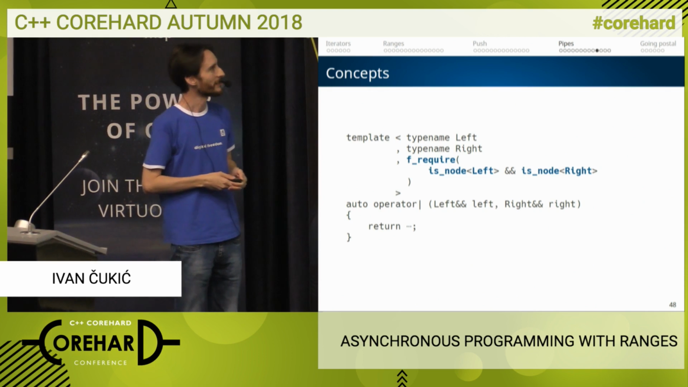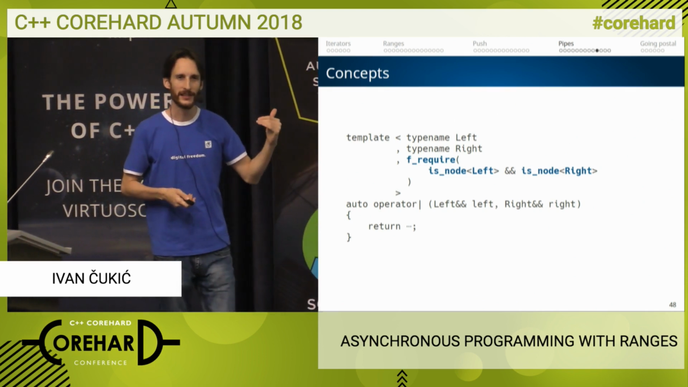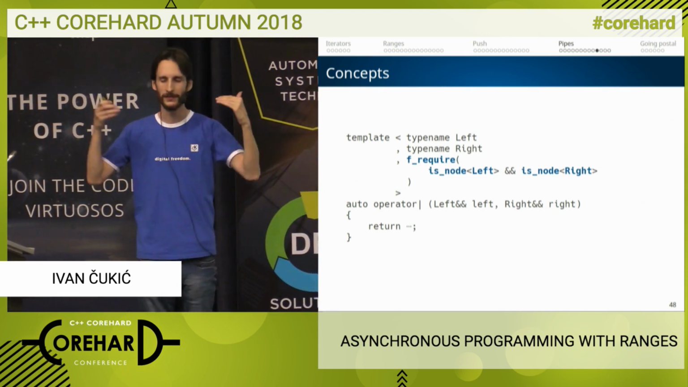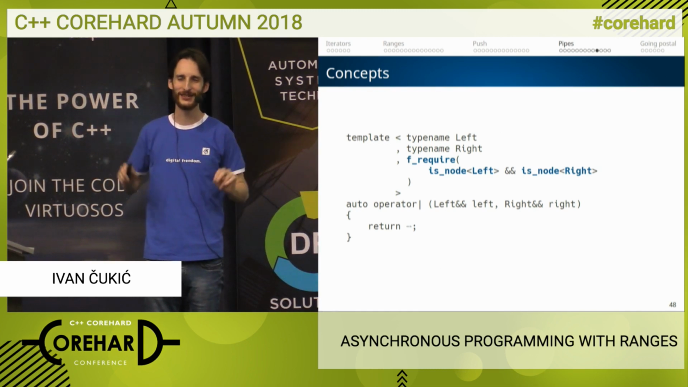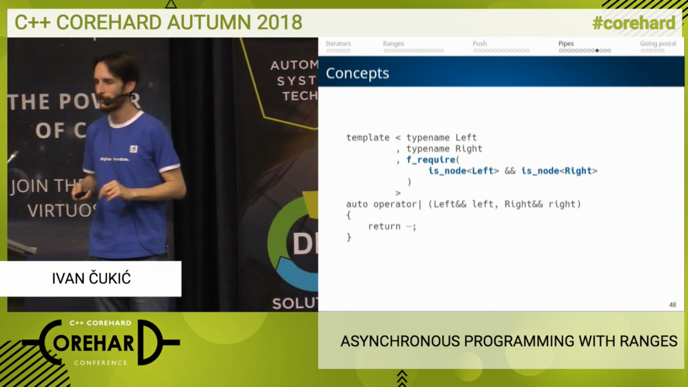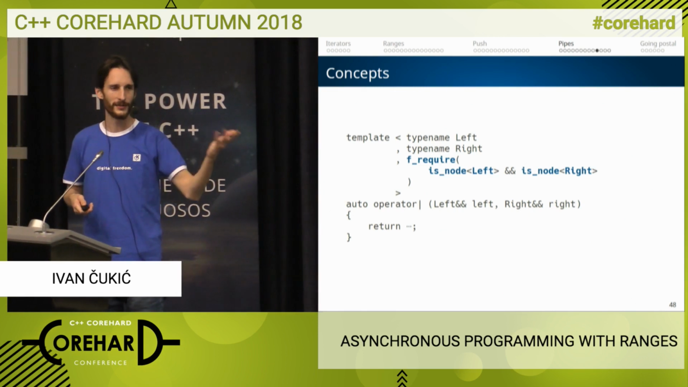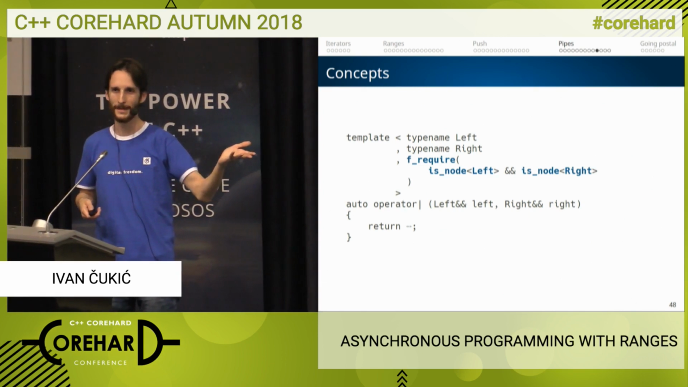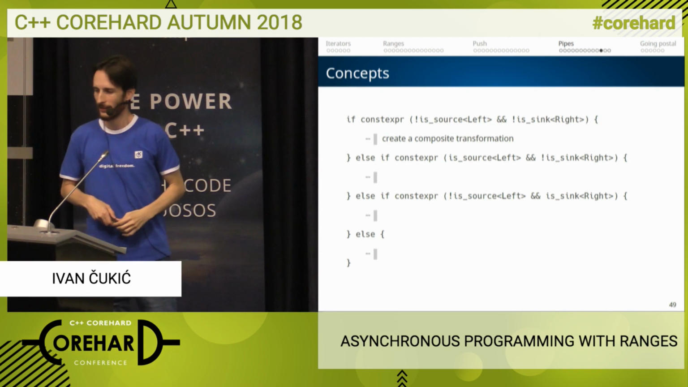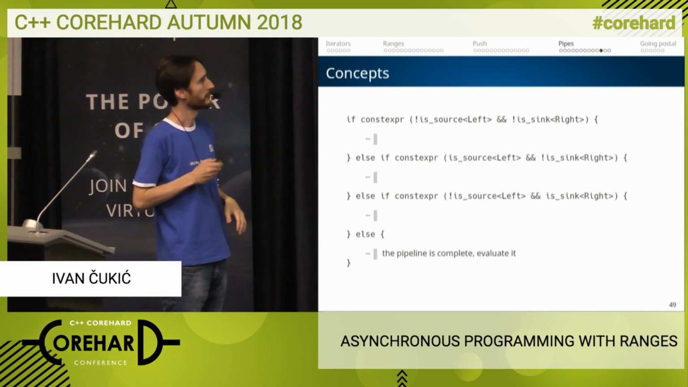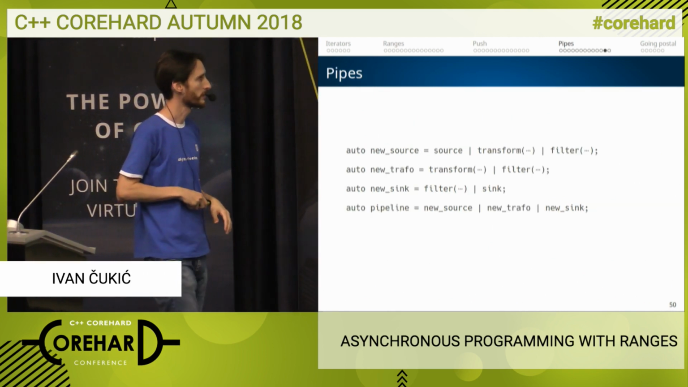And I'm going to speed up even more. So when we want to create the operator, we can pretend and say, okay, requires, it's the require clause for concepts. And we want to require that the left guy and the right guy are nodes. Okay? And then we can cover all the four cases that we previously mentioned.